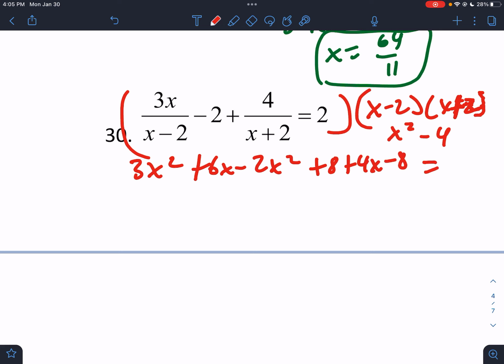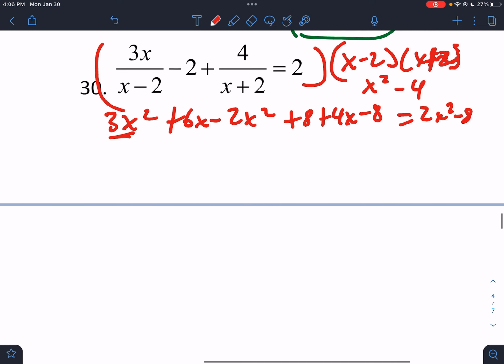Equals, and then there's a positive 2. Oh, I should have just handled that first, right? But it doesn't matter. Okay, so positive 2 would be 2x squared minus 8. So what do we have here overall? 3x squared minus 2x squared.